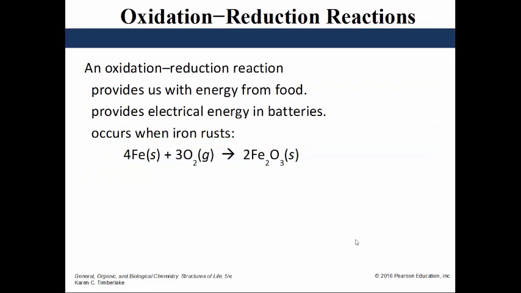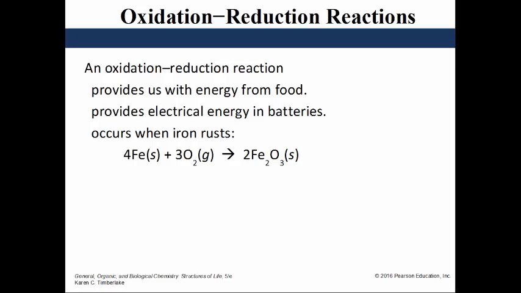Alright, next we'll move on to a different class of reactions, oxidation-reduction reactions, or redox reactions. Now these are incredibly important, incredibly common. This is how we get energy from the food that we eat, that turns into glucose, into a usable form of energy for our cells. It will help provide energy in batteries. And also what will give you rust with iron.